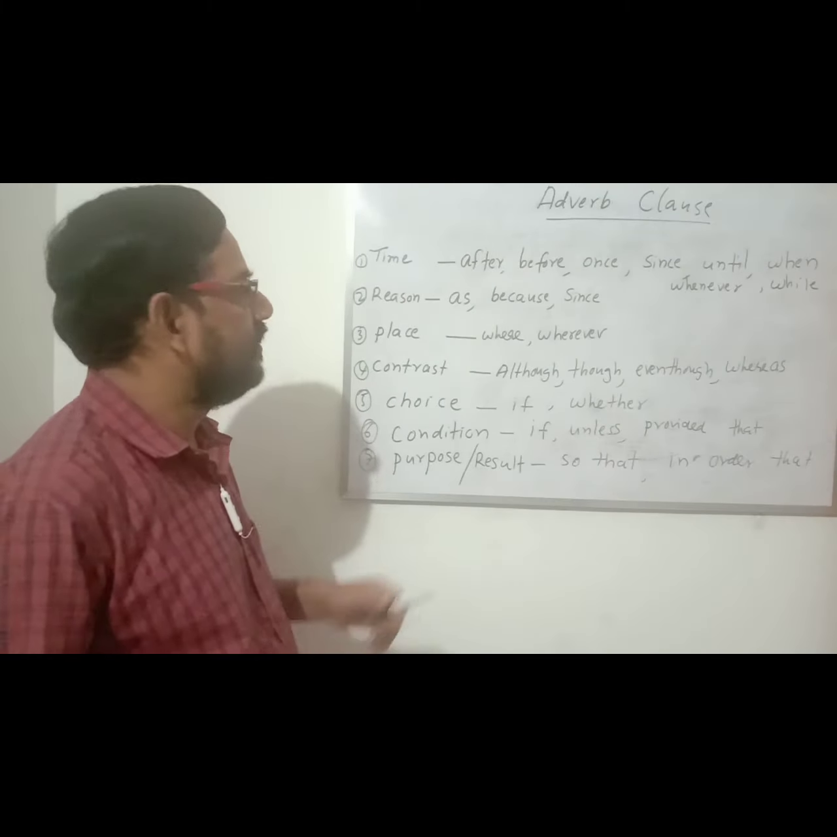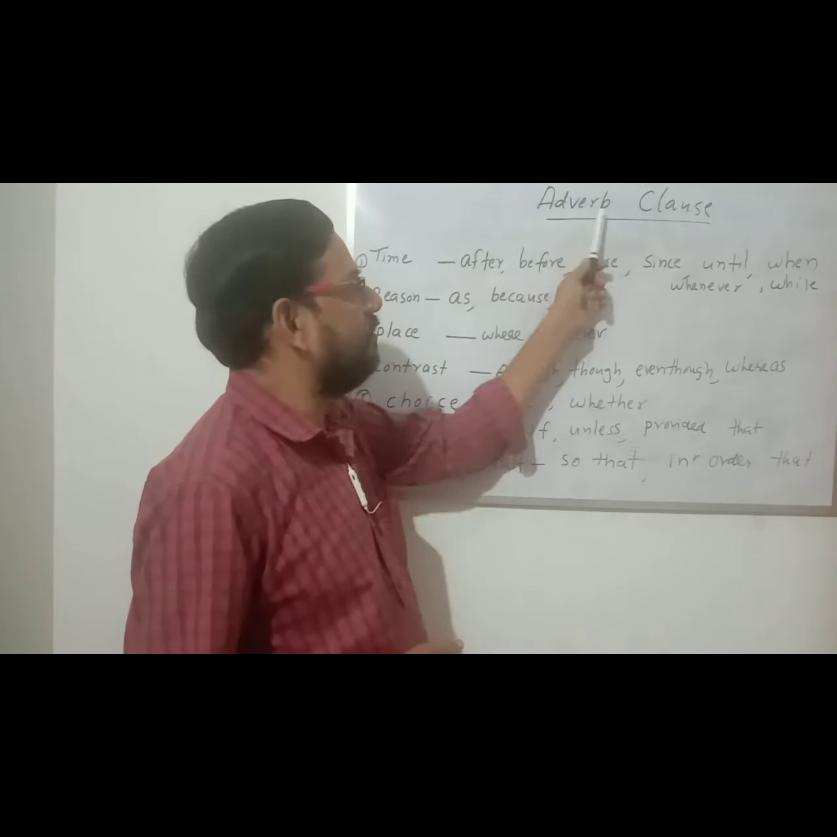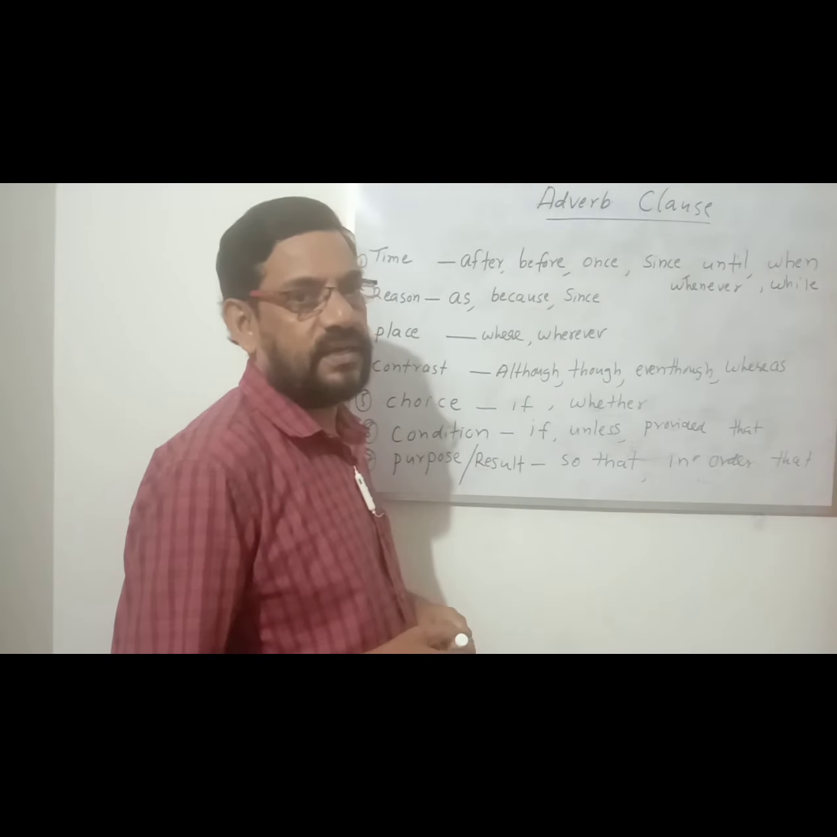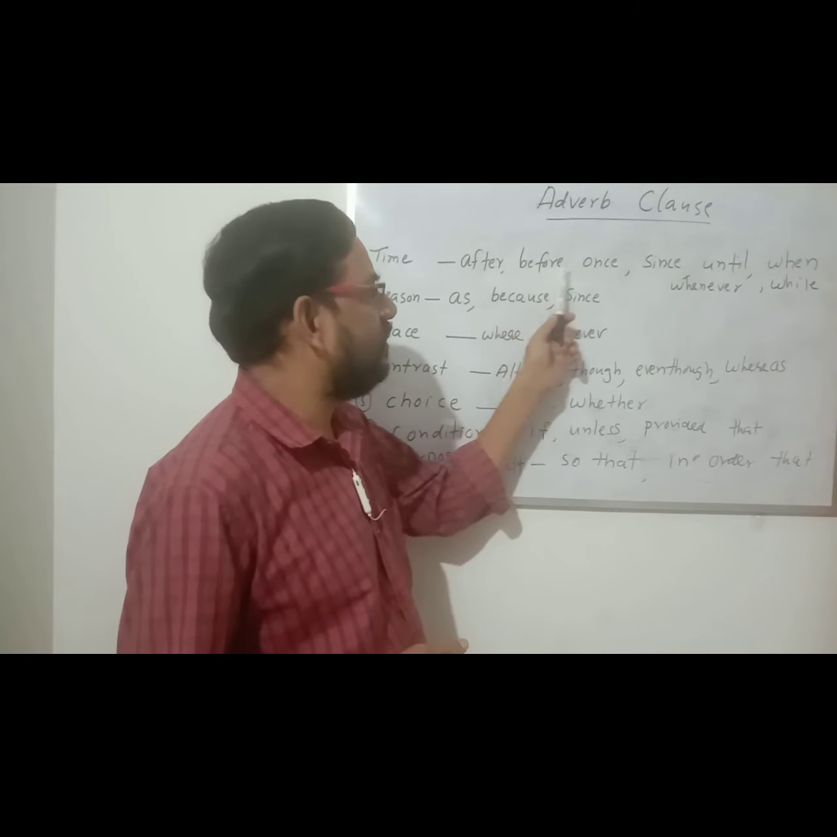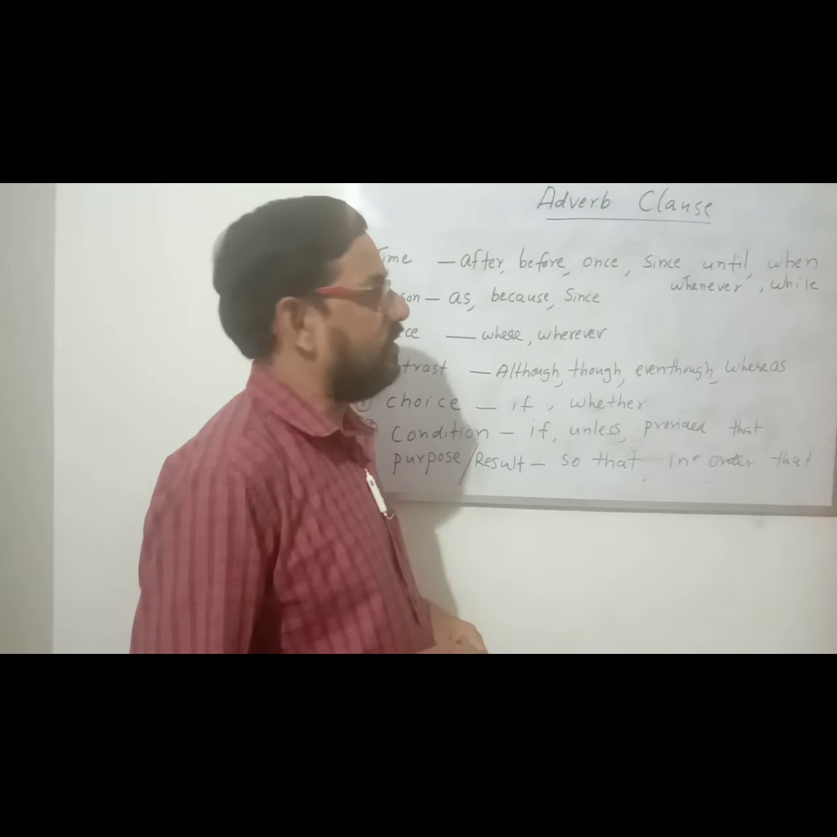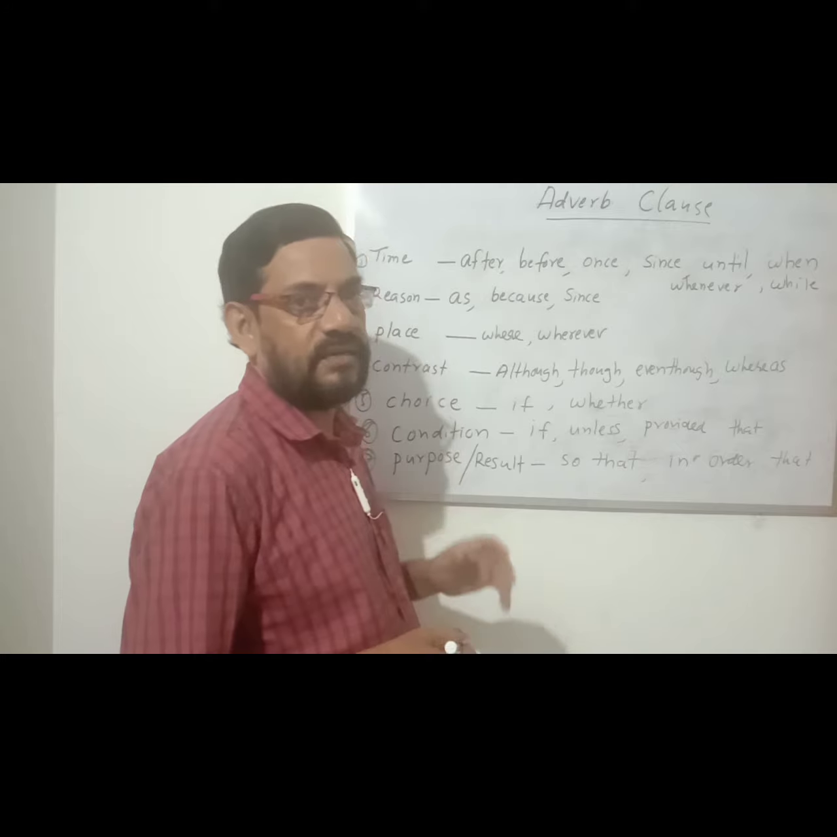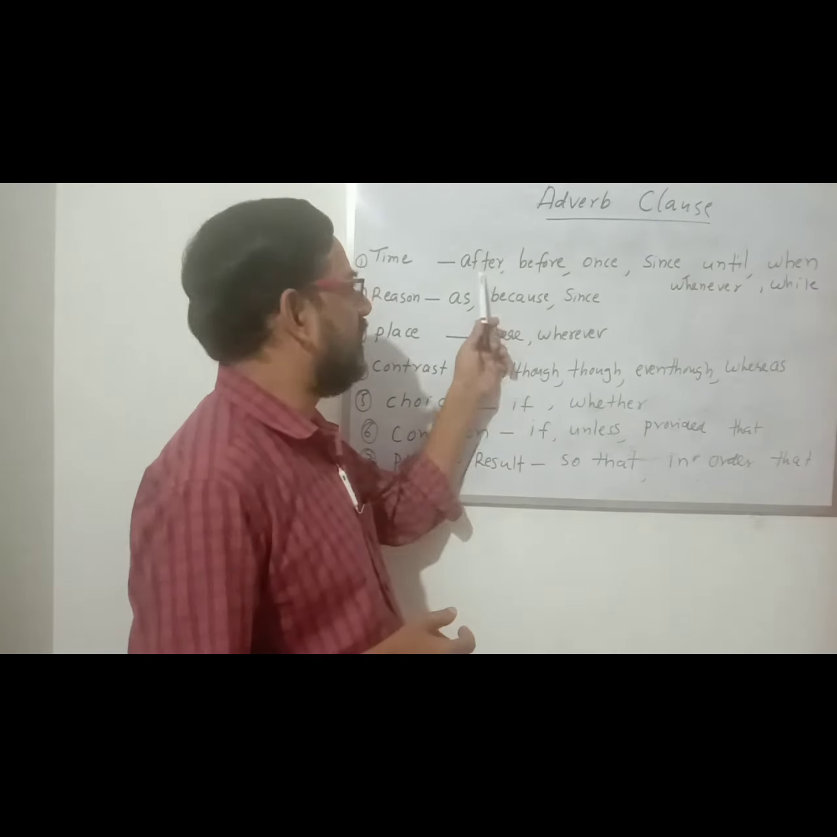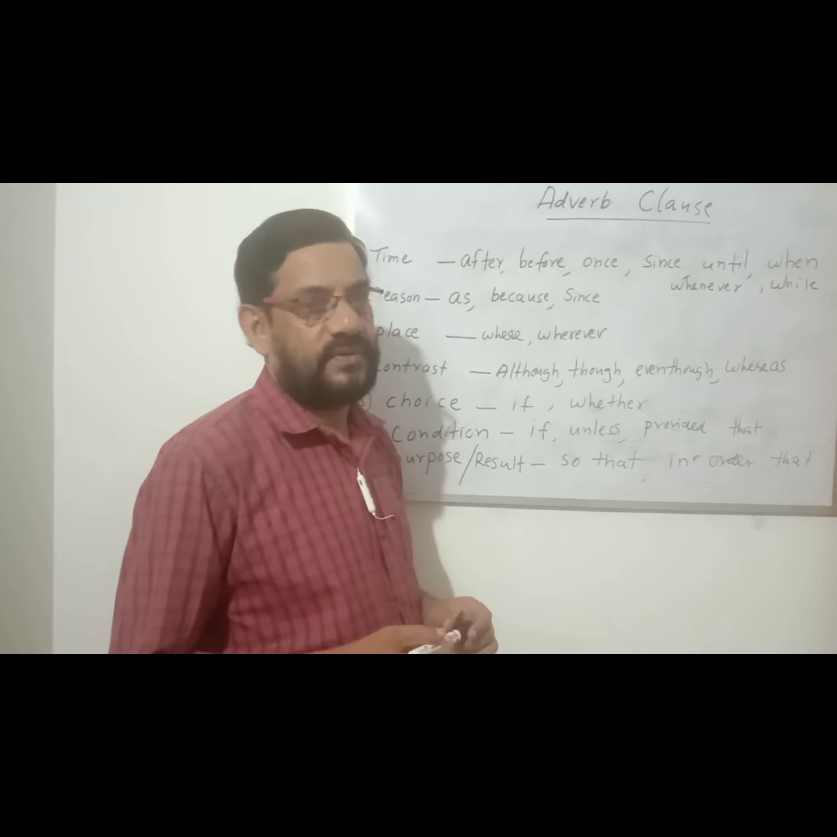Okay, so time specification is fixed using adverb clause of time. What are the subordinating conjunctions to use for this? After, before, once, since, until, when, whenever, while. One of these subordinating conjunctions can be used to make an adverb clause of time. For example, after. Now we can make one sentence using after.